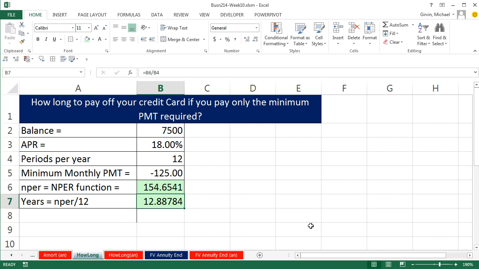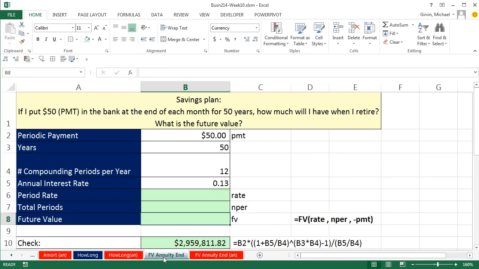Now we have one last sheet for this introduction to financial function video. FV, annuity end. Now, an annuity just means regular payments at regular intervals, usually for savings plans or withdrawal plans. So here's our question. We have a savings plan. If we put $50 in the bank at the end of each month for 50 years, how much will you have when you retire? Well, if it's 50 years, you're starting when you're still a teenager, which is when you should start saving. $50, it doesn't seem like a lot. The variable that affects compound interest the most is time, years.